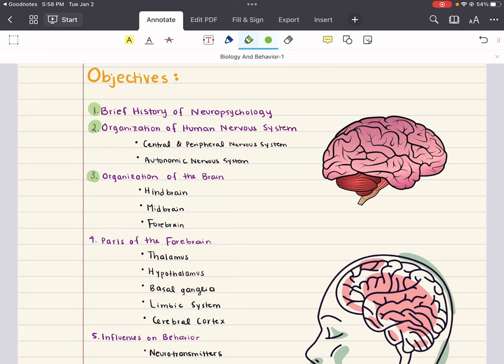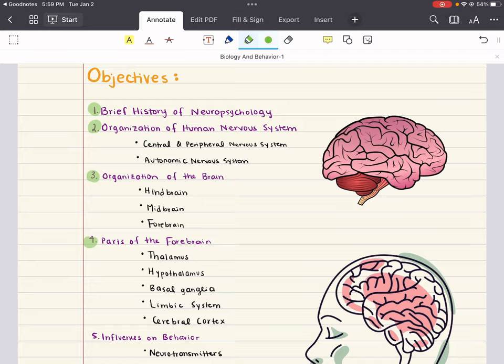And in the fourth objective, we're going to focus on the forebrain. The forebrain forms the largest portion of the brain by weight and volume, and we're going to work through the different regions and functions of the forebrain together.